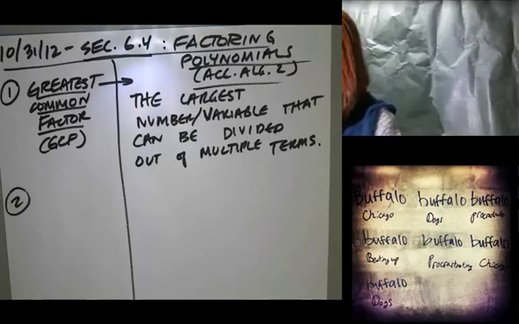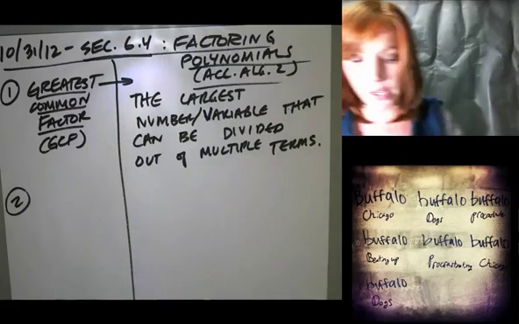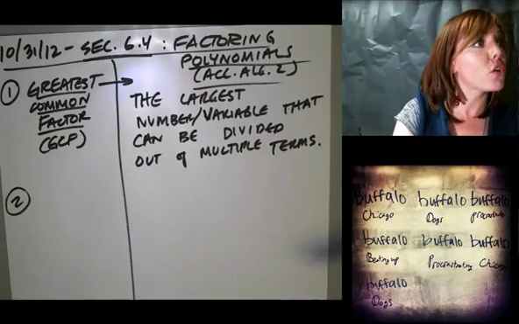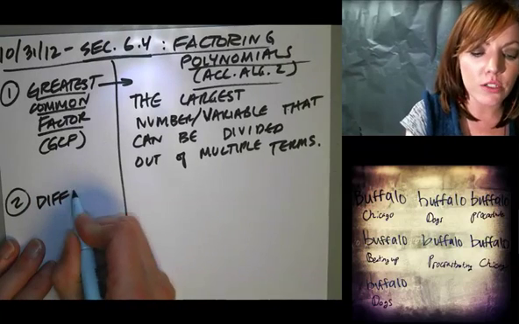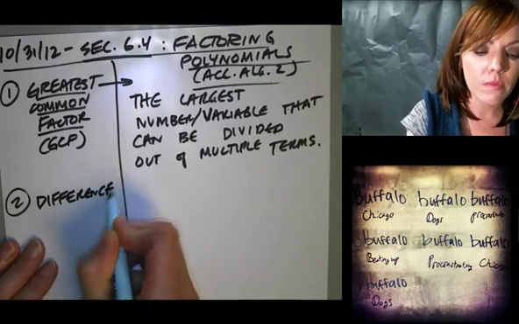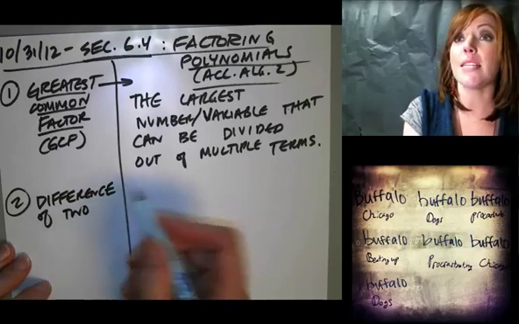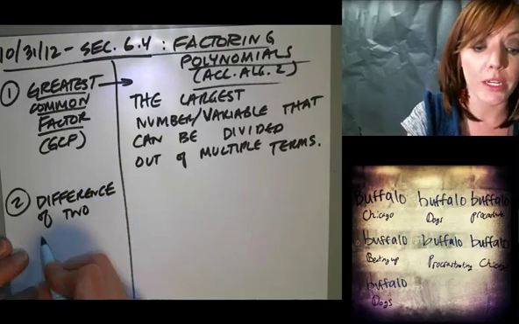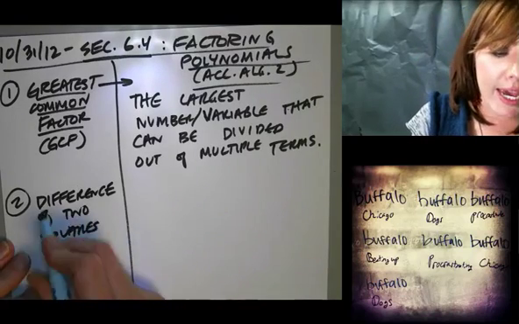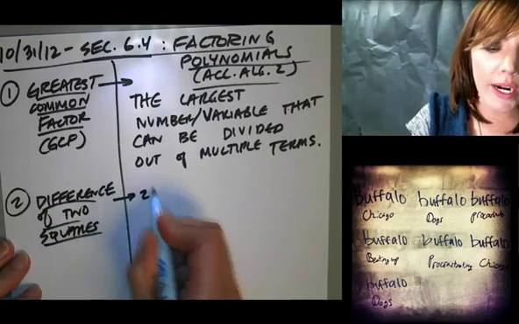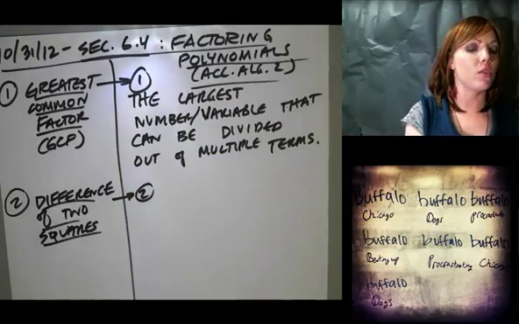Okay, so we're going to start with a couple of very easy types of factoring. The first one is, let's start with difference of two squares. So this also should be a review from Algebra 1. If not, listen up. It's brand new information, so make sure you're paying attention.